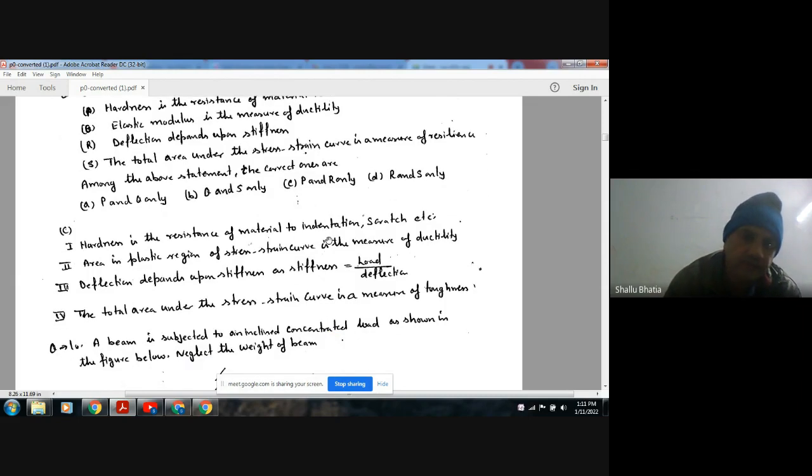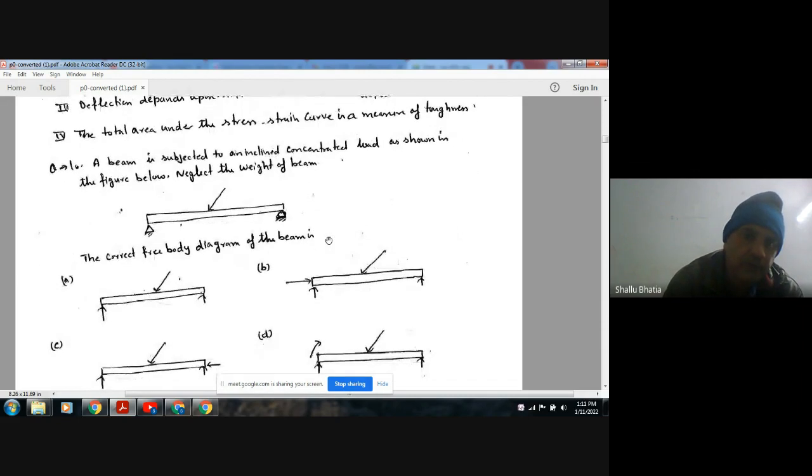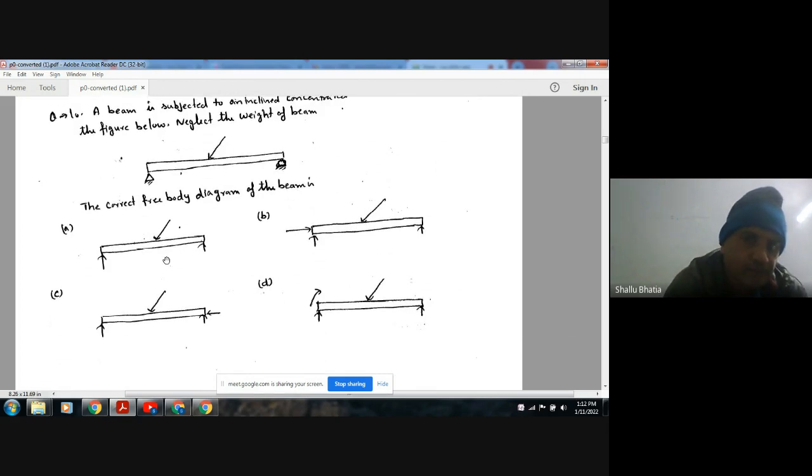Next, a beam is subjected to an inclined concentrated load as shown in the figure below. Neglect the weight of the beam. So this is the beam, this is the load, this is the support. The correct free body diagram of the beam is: this is the beam, and here there is an inclined load.